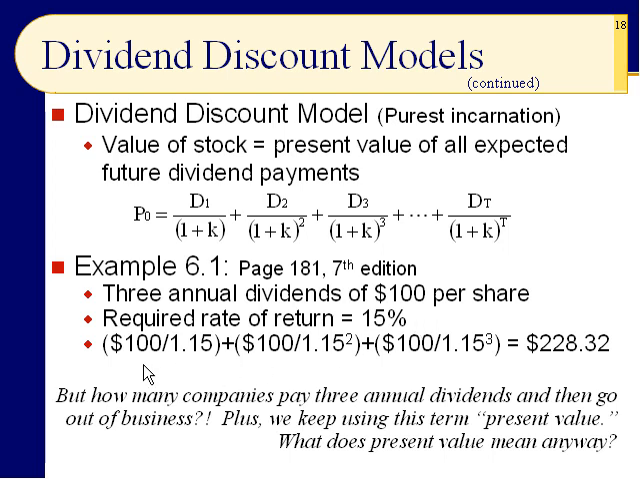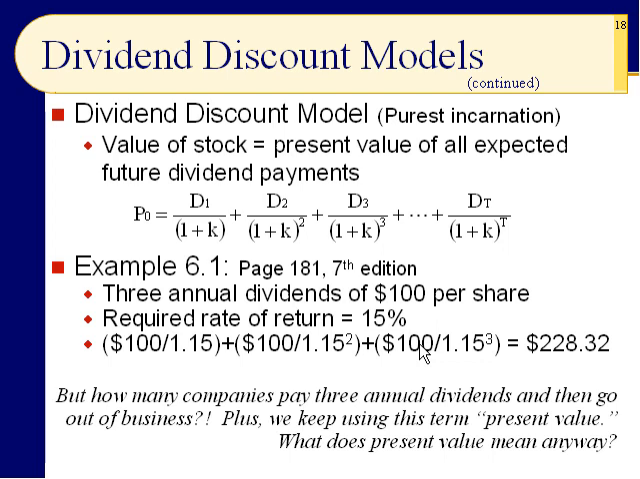So you take $100 divided by 1 plus 15%. That's 1.15. You should be able to figure that out after the previous lecture, right? And you add to that $100 divided by 1.15 squared, to the second power. And add to that $100 divided by 1.15 to the third power. You add all those together and you get $228.32.